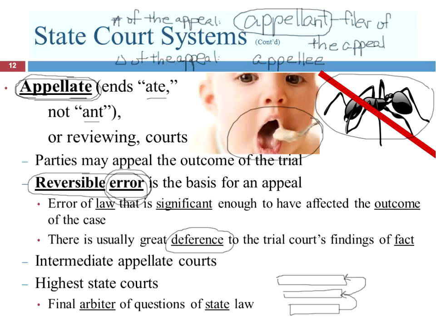You can try, you can appeal and see if that court will hear it, but the reality is the Supreme Courts in states have so many requests to hear cases, and they don't have sufficient time to go through all those cases. And so most of the time, the highest court in the state will say, no, we don't have time for your case. It's not sufficiently important. You have the right to ask, but you don't have the right to be heard. The highest state court, this third level, is going to be the final arbiter, the final decider of questions of state law.